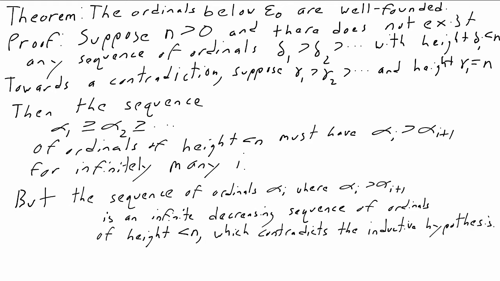Since there are no infinite decreasing sequences of ordinals of height less than n, there also cannot be infinite decreasing sequences of ordinals with height equal to n. And that completes the induction, and therefore shows that the ordinals below epsilon zero are well-founded.